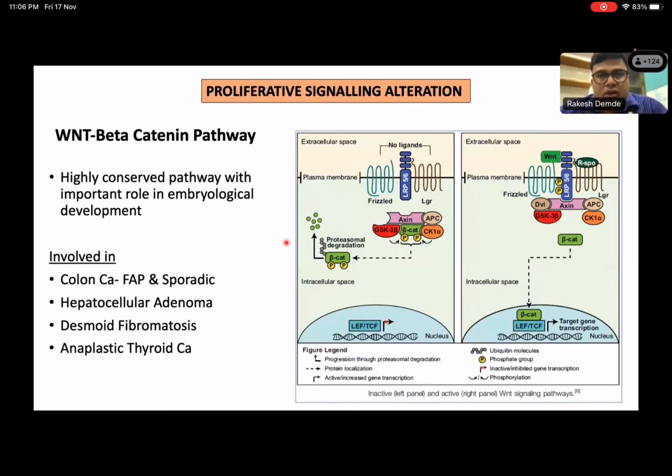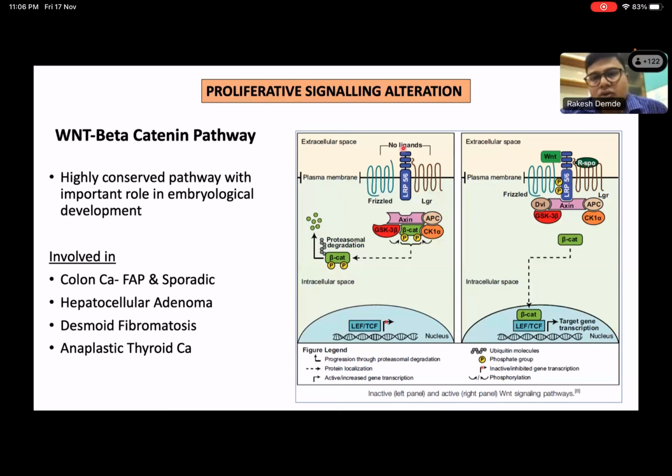Now we move to the other proliferative signaling alteration pathway, which is the APC WNT beta catenin pathway. This pathway is altered in colon cancer, predominantly in FAP type of colon carcinomas. Then you have hepatocellular adenoma also, where you can see WNT beta catenin pathway alteration. This APC WNT beta catenin is basically a tumor suppressor pathway, where you have the WNT receptor present on the plasma membrane, and you have a complex which has APC, axin, and other GSK and CK1 molecules. So what does this molecule do? This will cause proteasomal degradation of beta catenin in the cytosol.